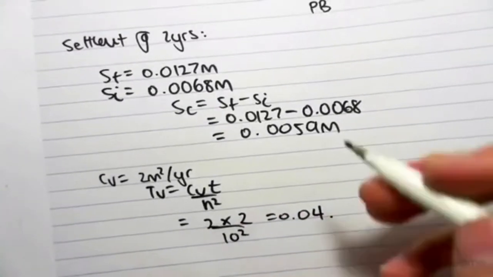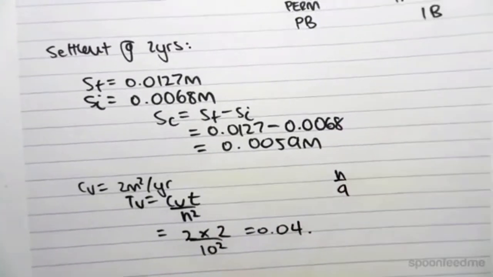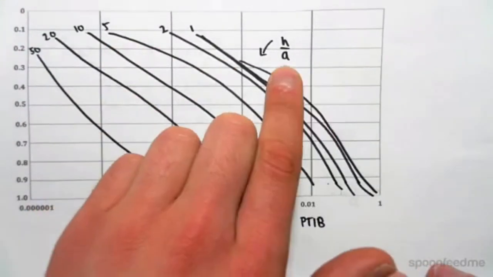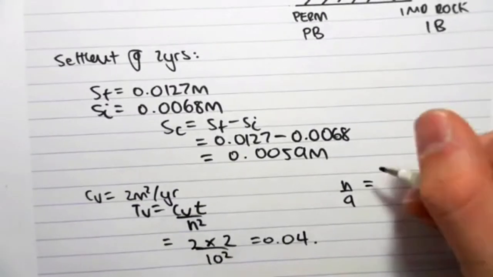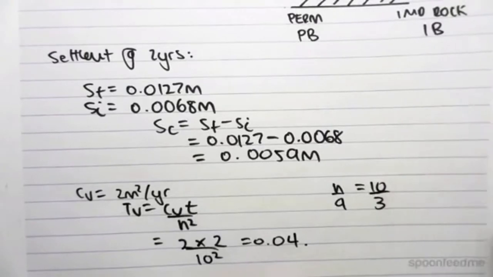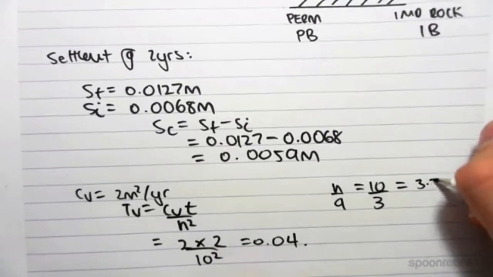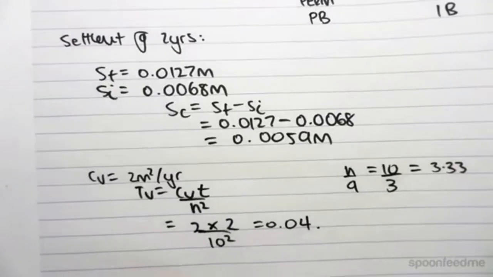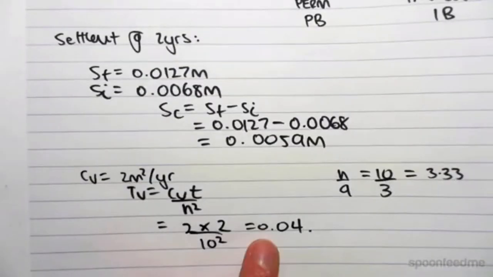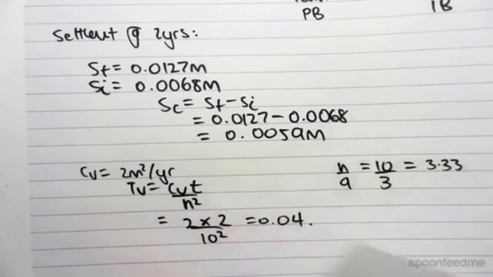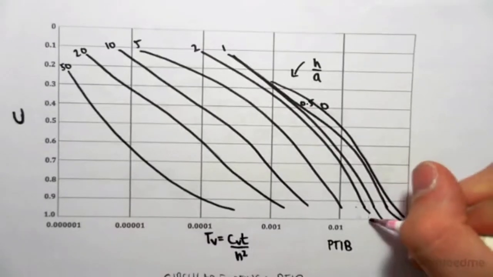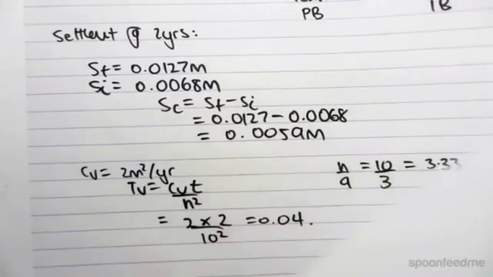We will also need to find H on A, which are the values on the actual curves. So H on A would equal 10, which is our layer thickness, divided by 3, which is our radius, which was given to us in the question, and this would be 3.33. So now we use these values to find U, the degree of consolidation. So we had T_v equals 0.04. So 0.04 is around here, and H on A is 3.33.